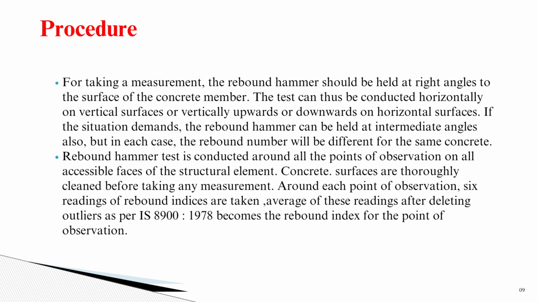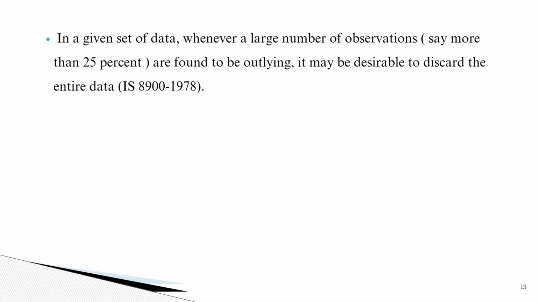of observation. In a given set of data, whenever a large number of observations, say more than 25%, are found to be outlying, it may be desirable to discard the entire data according to IS 8900 1978.